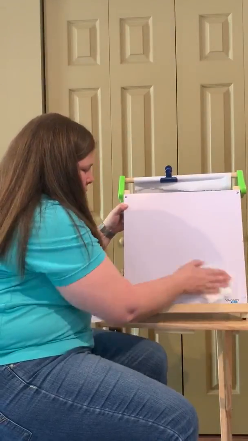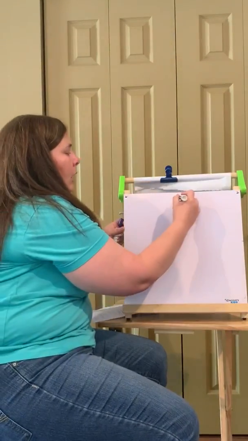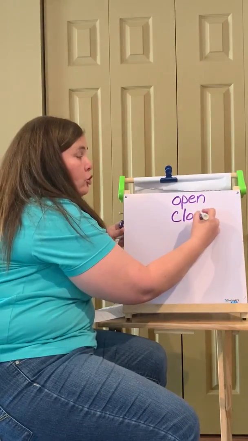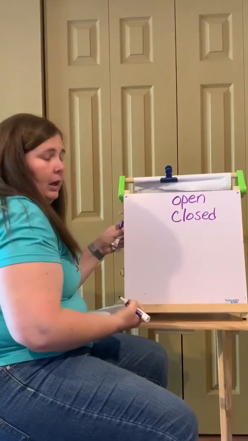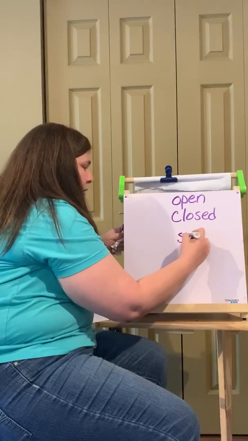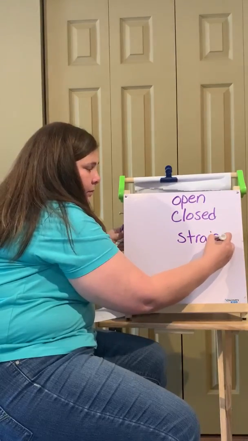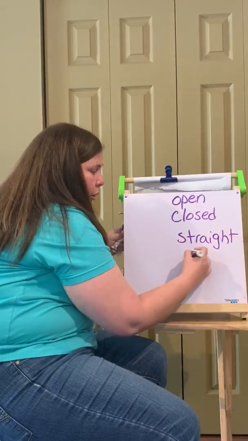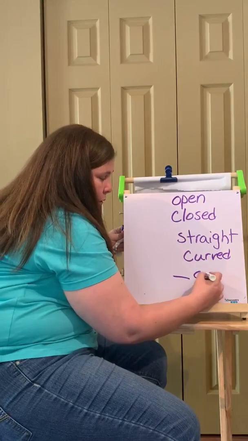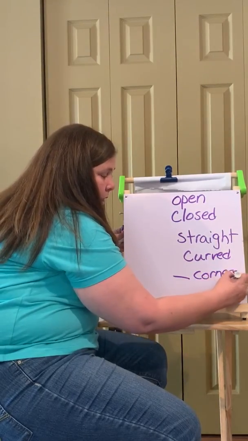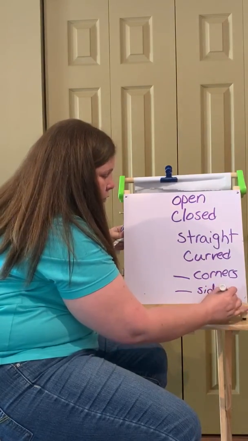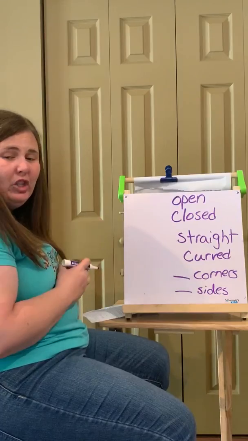First thing I want to know, is it open or closed? Okay. I want to know, does it have straight lines or curved lines? I also want to know how many corners and how many sides. So you should be able to answer that about every shape that I draw up here.